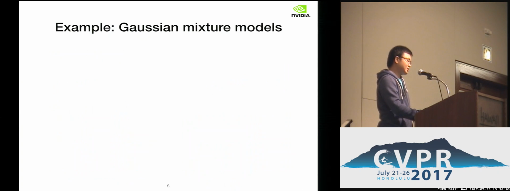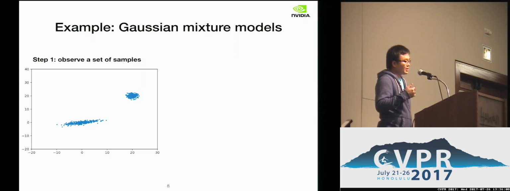So we'll start with the Gaussian mixture model. It's quite simple. Assume that we observe a set of samples, in this case two point clouds in a 2D plane. To understand the samples, we can use generative modeling.